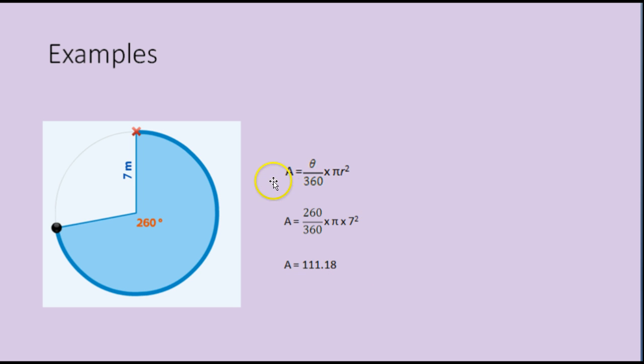Okay, so what you should have done, write out the formula. That's so it starts to stick in your brain. Then replace theta with 260, times that by pi times 7 squared. And you should have got 111.18 centimeters squared.